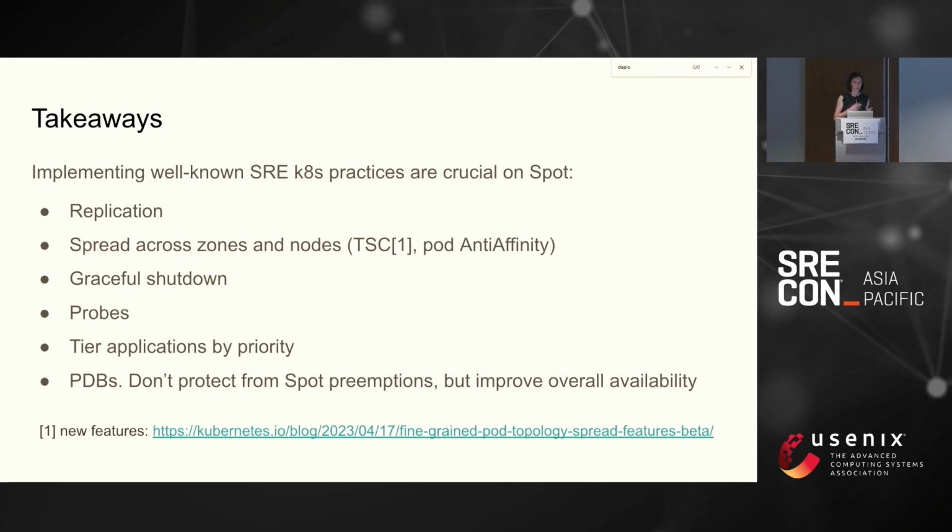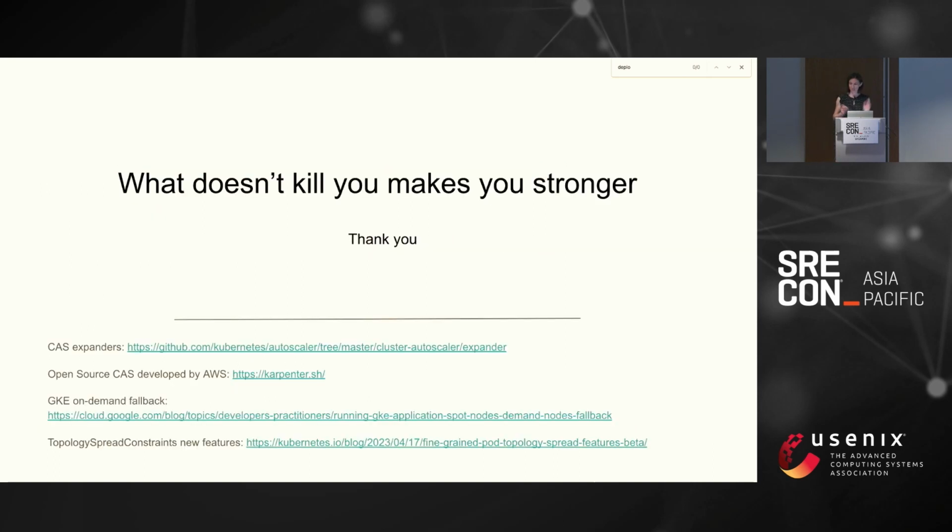Graceful shutdown, as we spoke before. Probes, and particularly startup probes, because startup is the flip side of termination. Something that was shut down will spin up somewhere else, so you'll have more startups happening in your cluster. Prioritize applications by priority. Pod disruption budgets don't protect you from spot preemptions, obviously, but they do help to provide the overall availability of your deployment while some other pods are looking for a new place under the sun somewhere else. So with this, I think we ran out of time, and thank you very much.